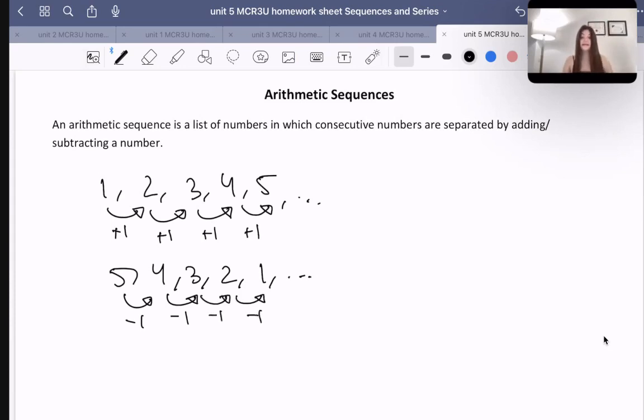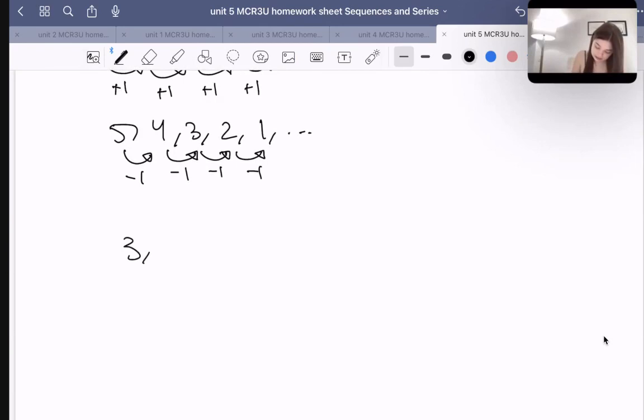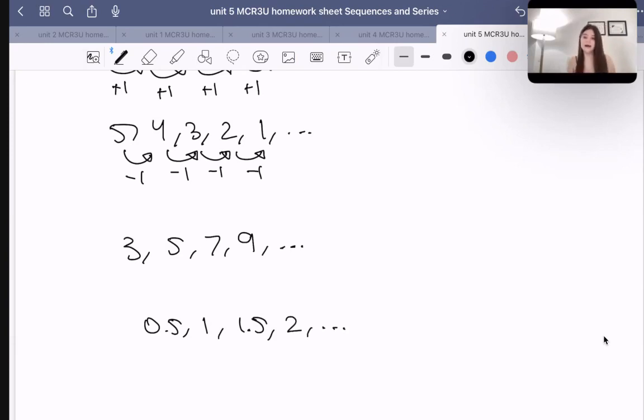Now, it doesn't just have to be 1 that we add or subtract, it can be other numbers as well. So, for example, 3, 5, 7, 9, etc. would also be an arithmetic sequence because we're adding 2 each time. Same with 0.5, 1, 1.5, 2, etc., right? We're adding a half. We're able to add fractions and decimals as well. We're able to subtract fractions and decimals. So, for example, 9, 7.5, 6, 4.5, etc. This would be an arithmetic sequence because we're subtracting 1.5 every time, and so on.